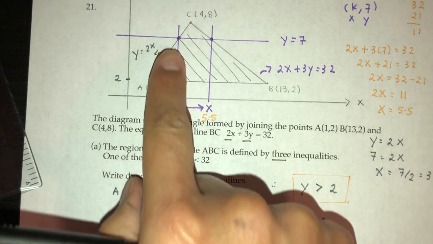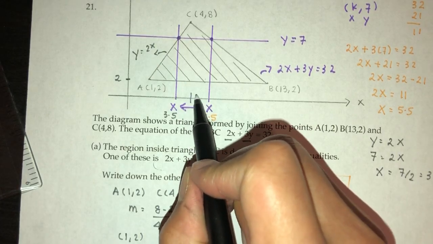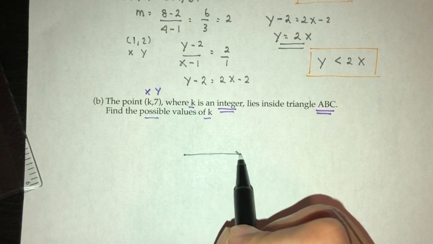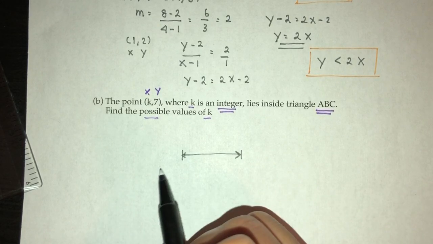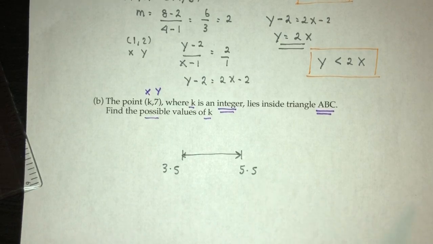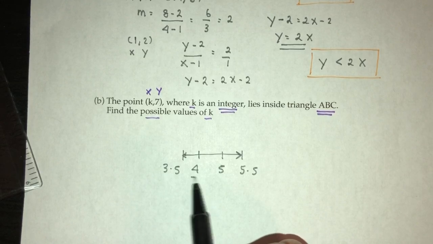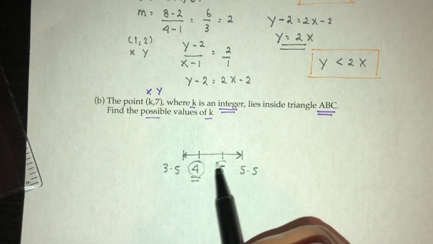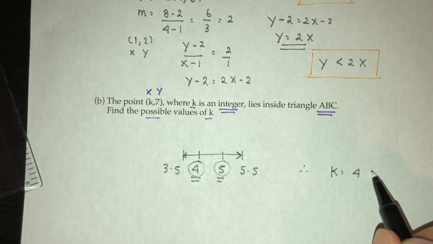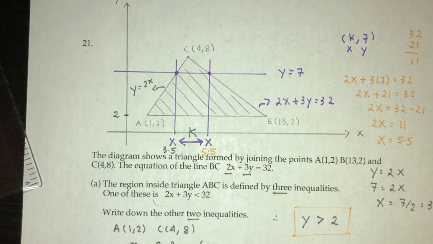Okay, so now on the triangle we have these 2 points and we know K has to be between those 2. So right now we know K is between those 2 values, 3.5 and 5.5. So what integer values do we have in between? We have 4 and 5. So the possible values of K will be 4 and 5. Okay, that is your answer. K can be 4 or 5. That is question number 21.